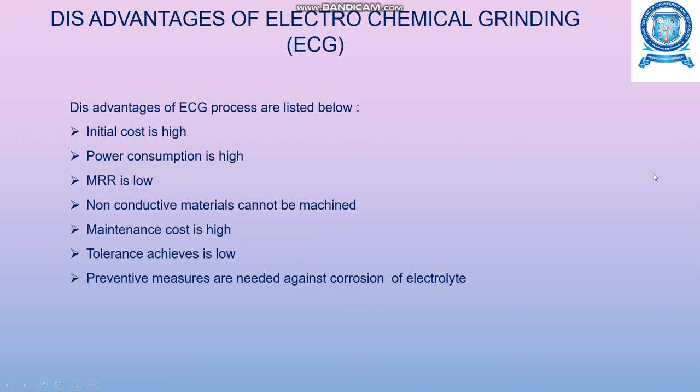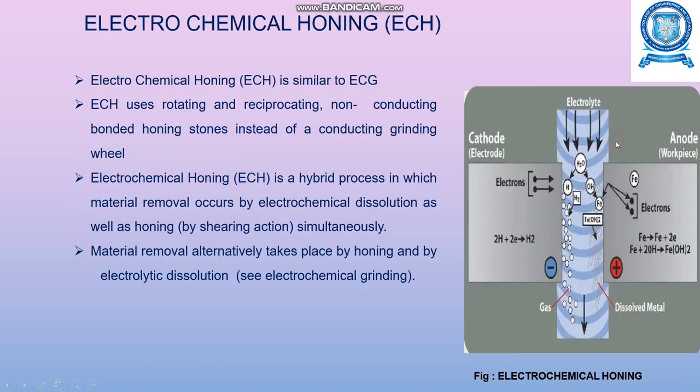So these are all the disadvantages. The initial cost of this equipment is high, and high power consumption is required, and the material removal rate is very low, and you can't machine non-conductive materials, and the maintenance cost is high, the tolerance achieved is low, and preventive measures are required against the corrosion from this electrolyte.